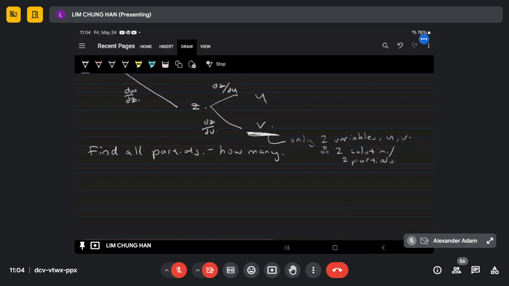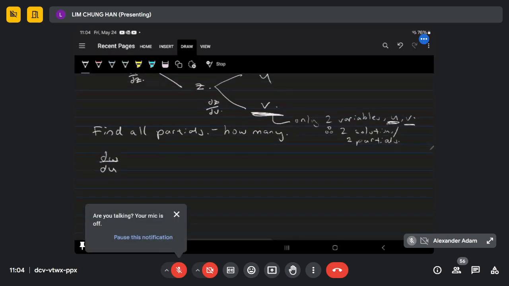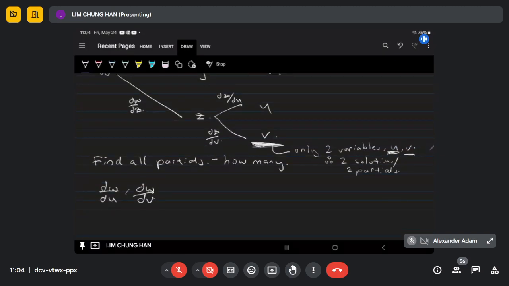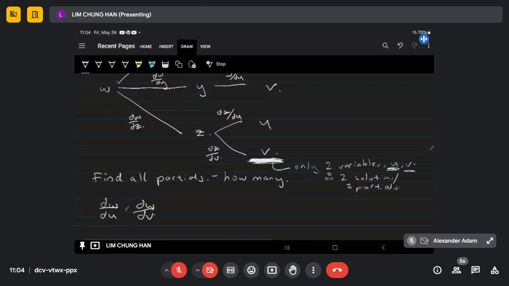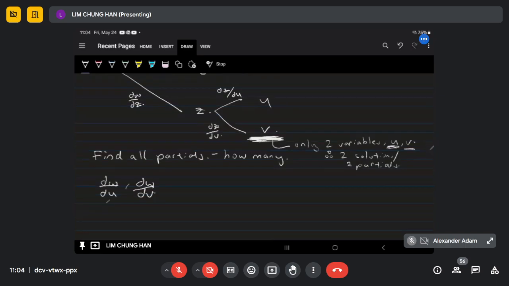So we know there are two partials. One of them is u, one of them is v. So therefore, you have two solutions: dw du and dw dv. So the number of partials is related to the variables in the last column. If you have u and v, that means you're going to have one solution for u, one solution for v. Simple as that.